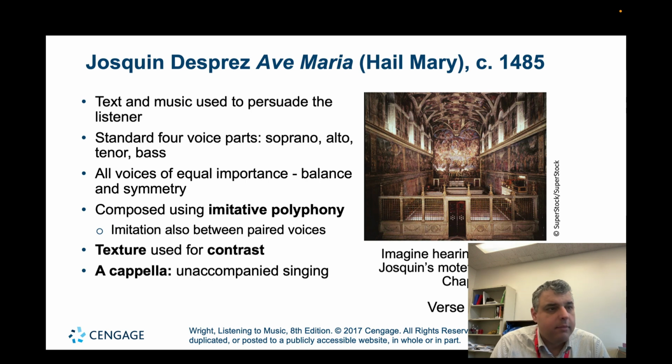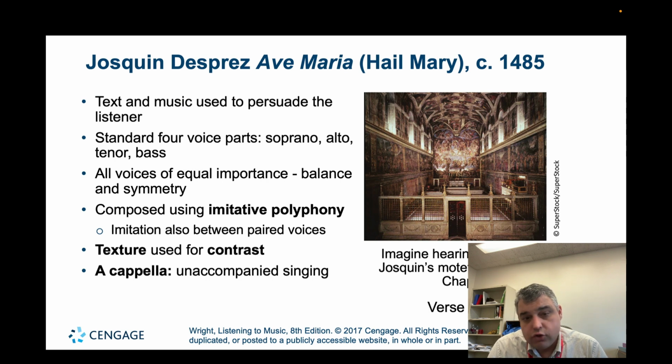Another thing that happens in this piece is we use this idea of imitative polyphony, okay? And imitative polyphony basically means one, like the soprano line will sing the melody or a melodic fragment, and that melodic fragment will be duplicated by the alto, and then maybe by the tenor, and then maybe by the bass. We're going to see that in this work.